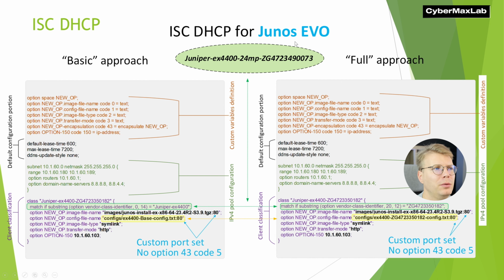Next example is for Junos EVO with ISC. Basically, it's almost identical. The only difference is that we don't use code 5 anymore. We don't define it here, and we don't make a string in the class for the option. And also we provide the port, if you need to provide a custom port, at the end of the config and image names. Same idea on the right side.